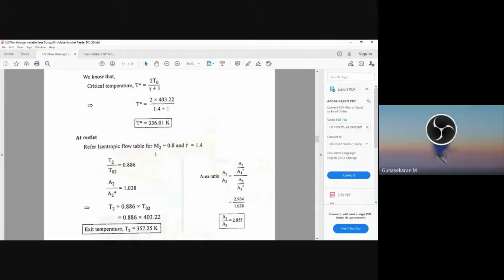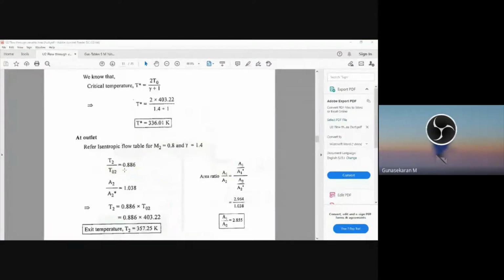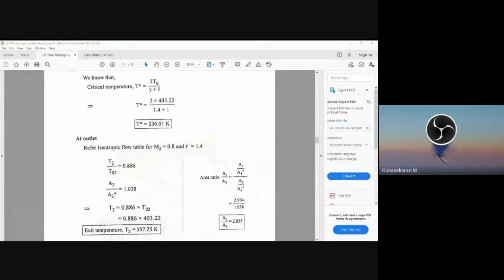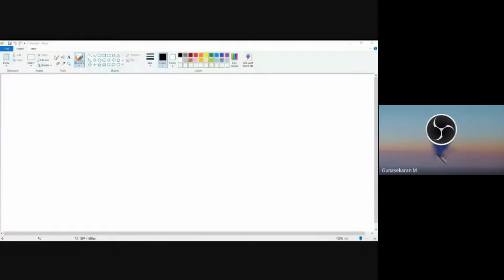If you have a misunderstanding or any confusion, let me explain with the help of Paint. You see that I'm sharing this. Are you able to see this now? Okay, hopefully you are able to see.